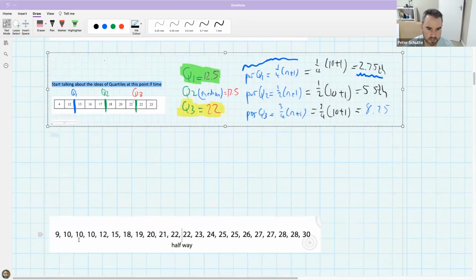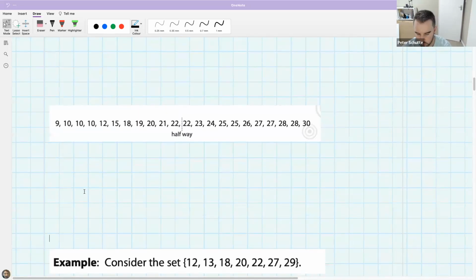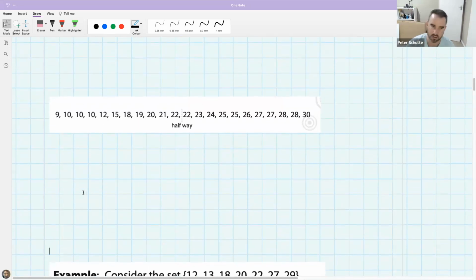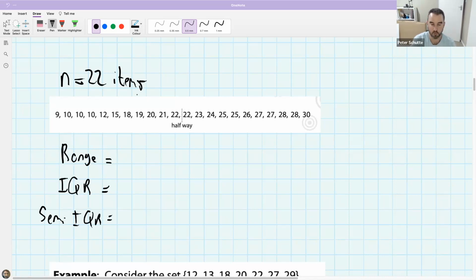So here is another data set. And what I'm going to tell you is how many items are in this data set. So N is 22 items. I want you to find me the range, the interquartile range, and the semi-interquartile range for this data set. And in order to do that, you are going to have to find what Q3 and Q1 is.